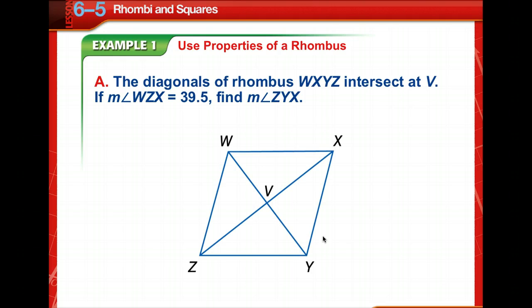Okay, so let's look at solving problems using the properties of a rhombus. We're told that the diagonals of rhombus WXYZ intersect at V. If the measurement of angle WZX is 39.5, find the measurement of angle ZYX. Why don't you pause the video for a moment and draw this sketch and mark down what is given so that you can follow along as we work the problem.